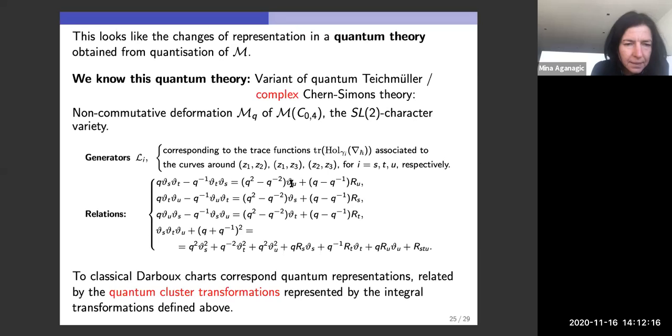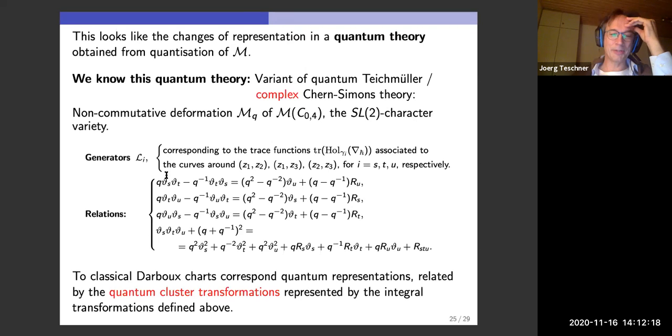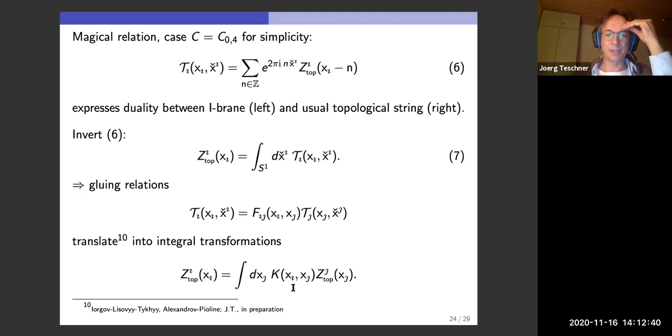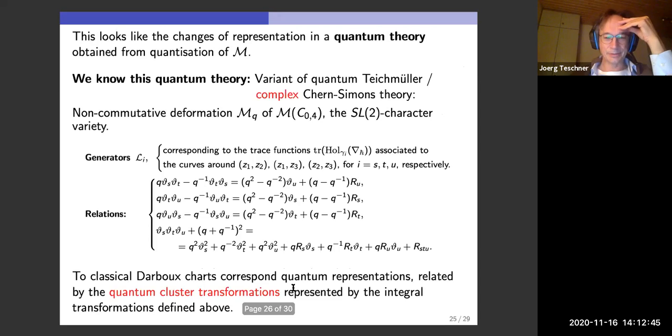Now the second page is I'm saying you could play the game as was played in the context of quantum Teichmüller theory or complex Chern-Simons to quantize the character variety. Then what you would do is to simply introduce, for example, Fock-Goncharov coordinates. You quantize the Fock-Goncharov coordinates. You quantize the flip. It is represented in terms of quantum cluster coordinates as an integral transformation of this type.